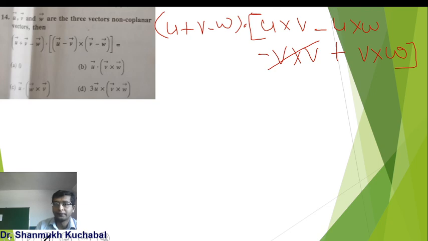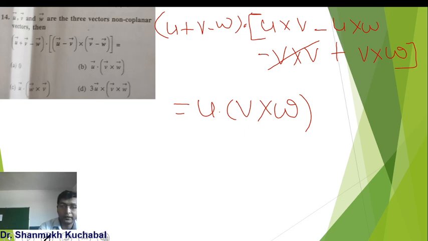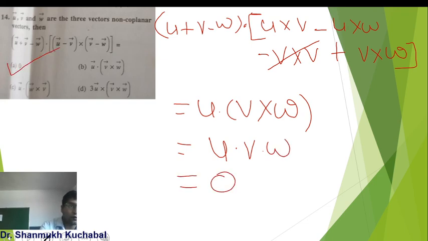Yes, so further simplifying, we get u dot v cross w. Here, further I write u dot v cross w, which is going to be 0. Therefore option A is the right answer here. Yes, we are going to get this as the answer. You can take a screenshot of this. We'll move to our next example.